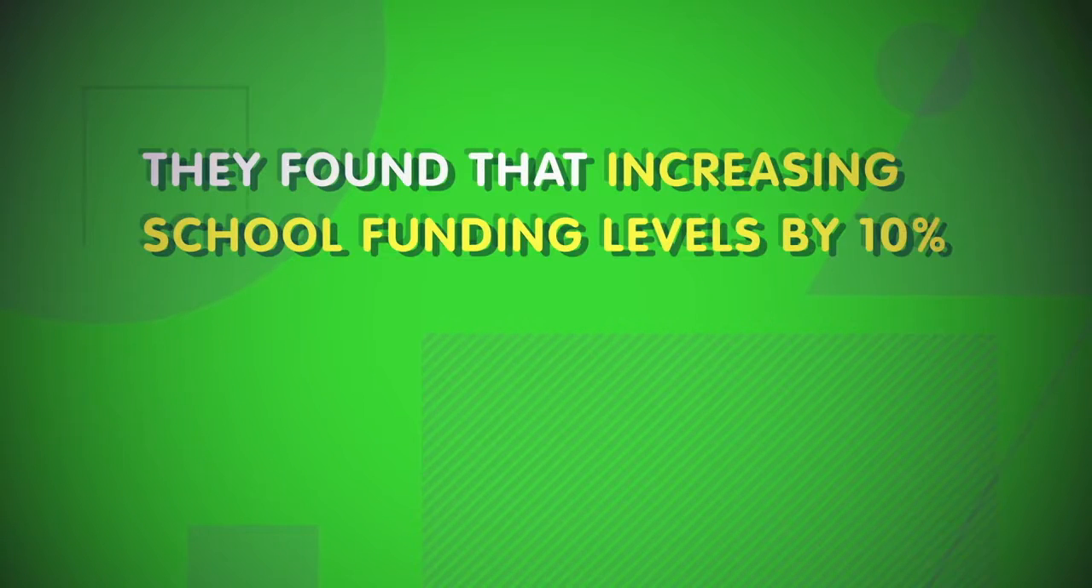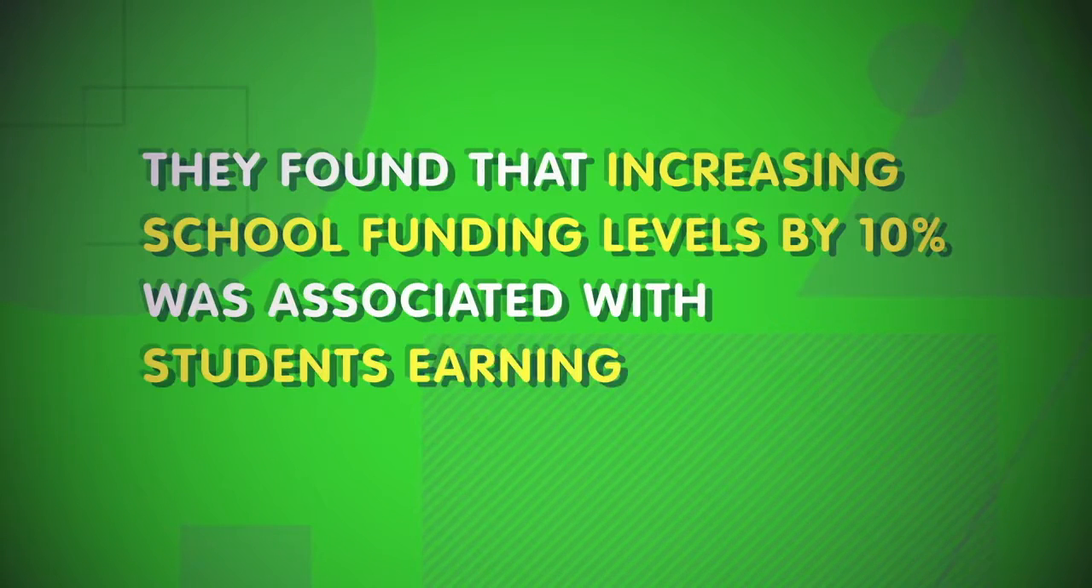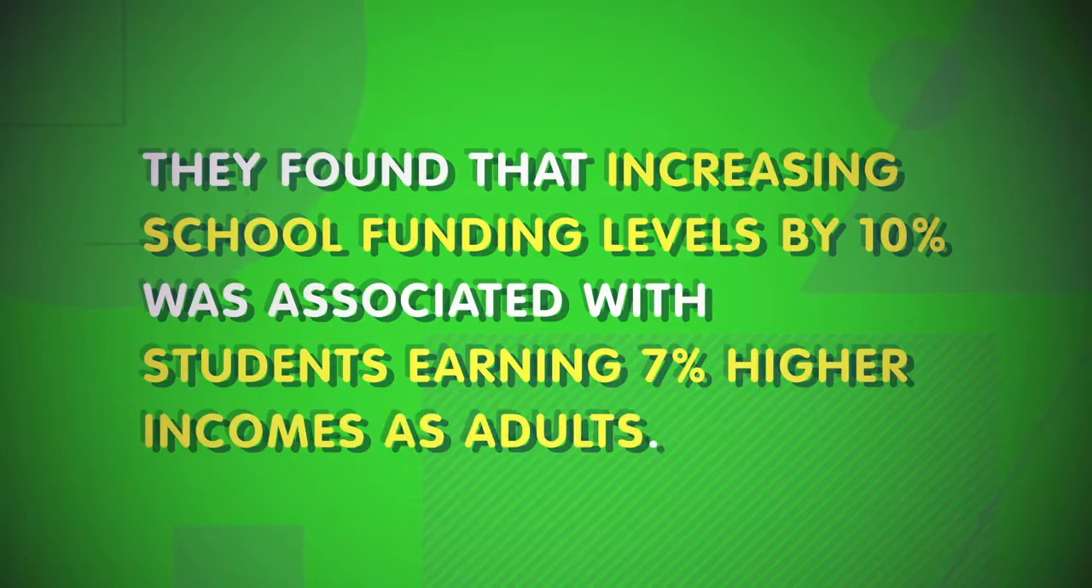We know this because of research like a recent study done by American economists Kirabo Jackson, Rucker Johnson, and Claudia Persico. They found that increasing school funding levels by 10% was associated with students earning 7% higher incomes as adults. And this is only one of many studies that show that access to better quality, better funded schools makes kids more likely to go to college. So is money the answer? If we just give schools more money, will that be enough to fix the class differences in educational attainment?